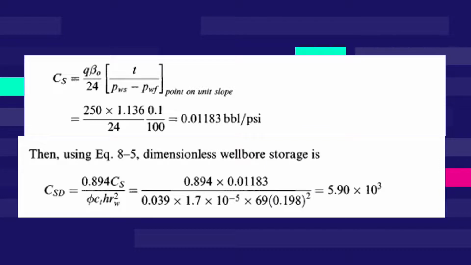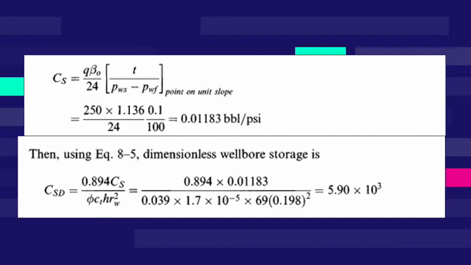So Cs is equal to oil flow rate times oil formation volume factor over 24 times the quantity of delta t all over delta pressure, for a point on the unit slope. So Cs is equal to 250 times 1.136 over 24 times the quantity of 0.1 all over 100. So it equals 0.01183 bbl per psi.